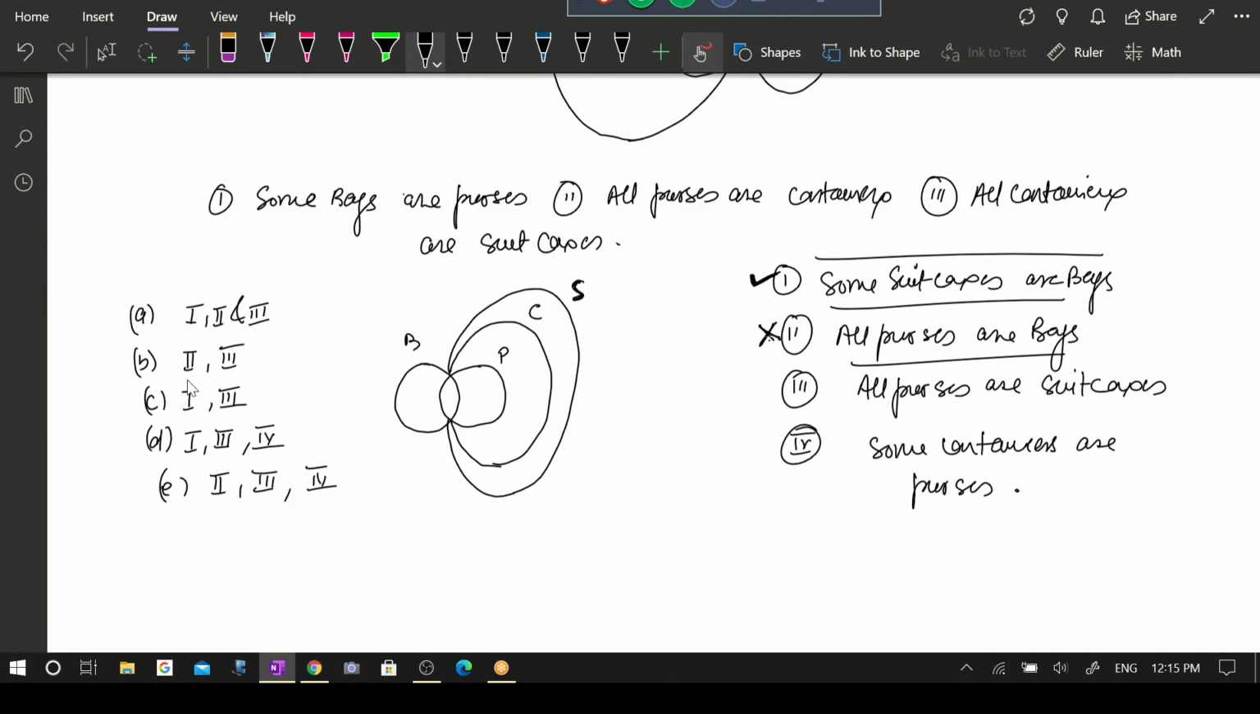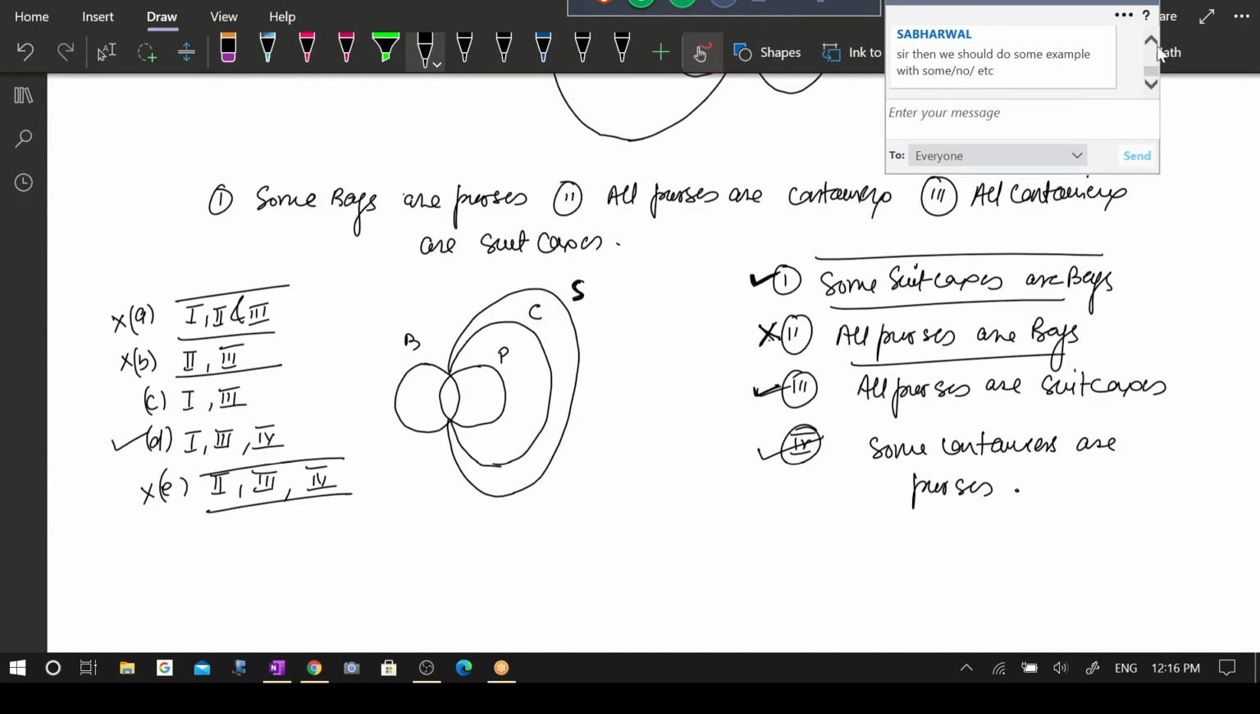So 2 is not true. So any statement having 2 as an option would go. See this? How well we can choose any answer with 2, it just goes off. So your answer has to be C or D. Then all purses are suitcases, so that is given to you, right? And some containers are purses. Yes, there are some containers that are purses. So yes, option D follows.